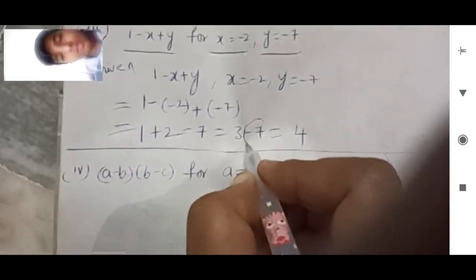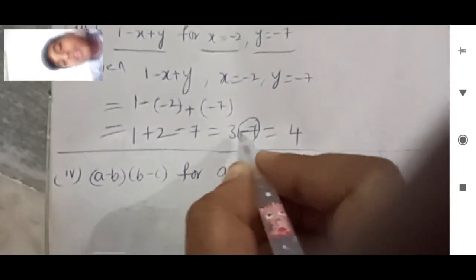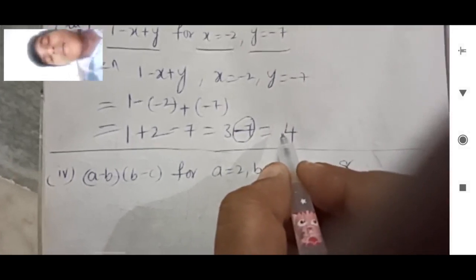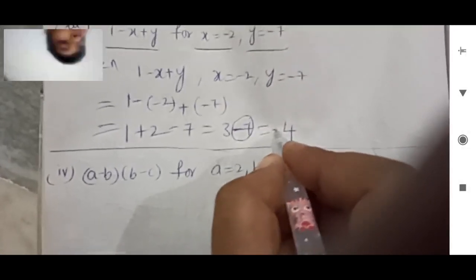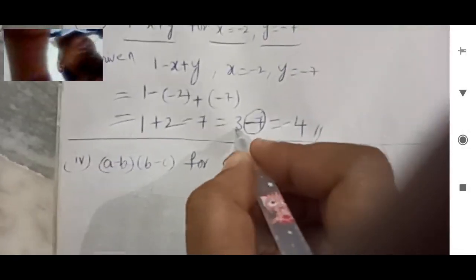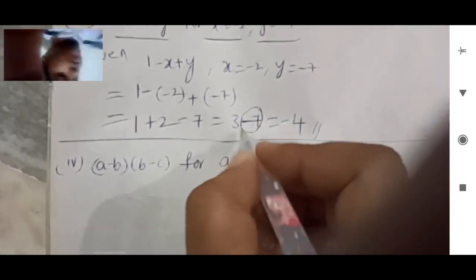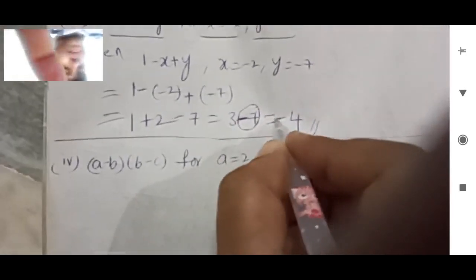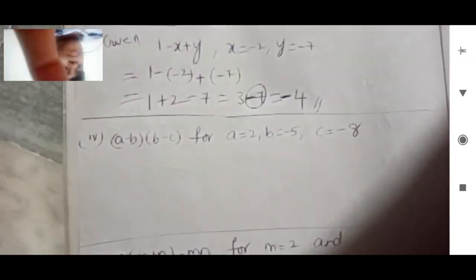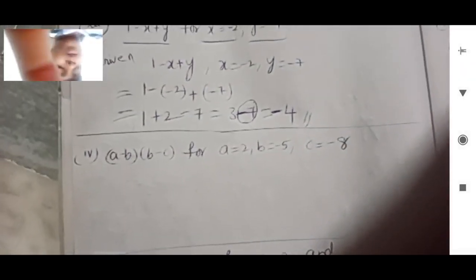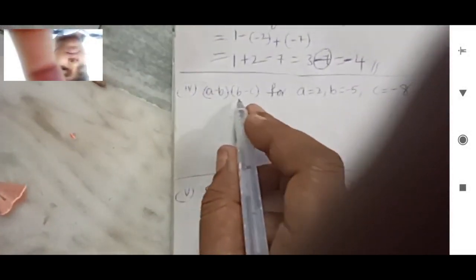Larger number ki negative symbol undi. -7, nana, 3 minus 7. So larger value ki minus undi kabatti answer ki kuda minus vastundi. Okay na? Okay. Next problem.